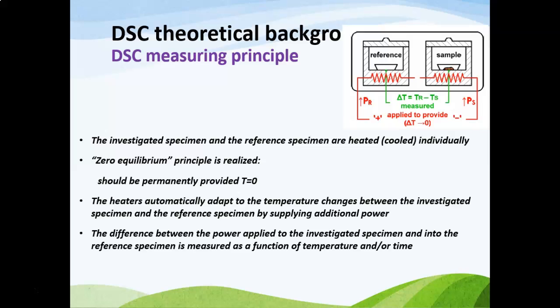Okay, the most popular DSC design we can see in this picture. We have two pans sitting on a pair of identically positioned platforms connected to a furnace by a common heat flow path. In one pan you put your sample, and the other is the reference pan, which you leave empty, so you can measure the change in temperature, equal to the temperature of the reference minus the temperature of the sample.